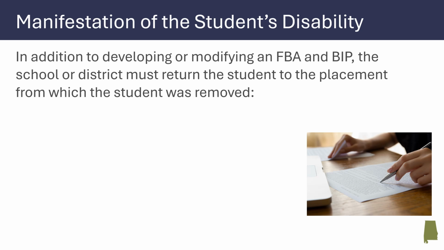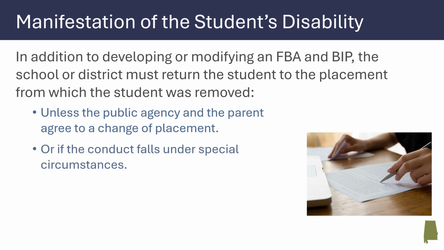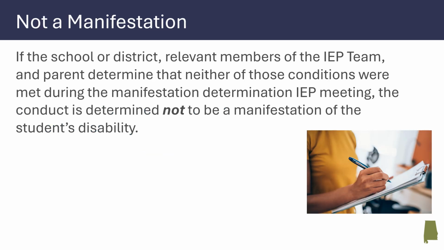In addition to developing or modifying an FBA and BIP, the school or district must return the student to the placement from which the student was removed unless the public agency and the parent agree to a change of placement or if the conduct falls under special circumstances. If the school or district, relevant members of the IEP team, and parent determine that neither of those conditions were met during the manifestation determination IEP meeting, the conduct is determined not to be a manifestation of the student's disability.